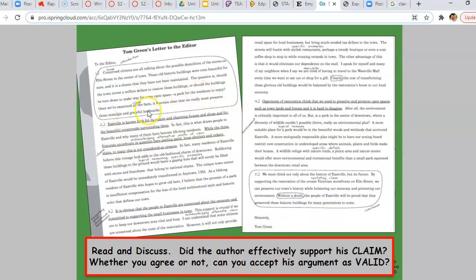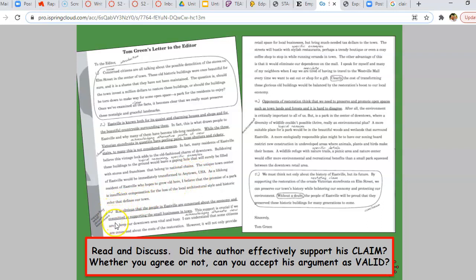So, what is his claim? We should not tear these down. What are his main reasons? The first one is that it creates a charming place to live. It makes their town unique. Remember, he referred to, if we tear it down, it's going to look like any town USA.